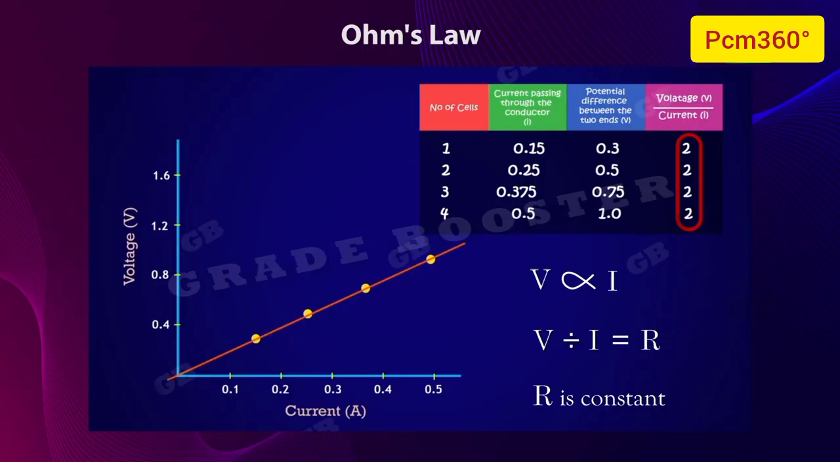What is that constant? That is nothing but resistance R. So V by I equal to R. V equal to IR, or we can write I equal to V by R. Now let us know some more details about resistance.